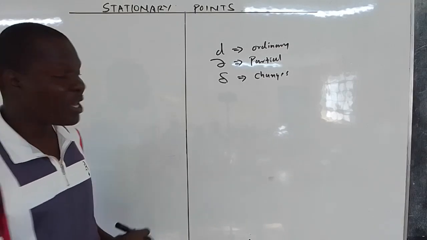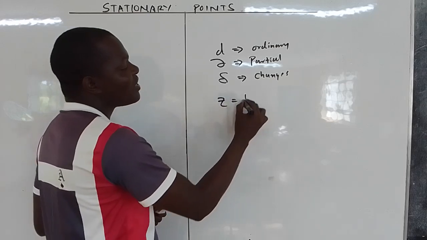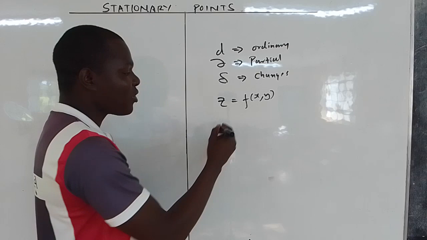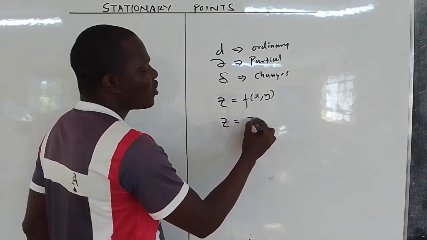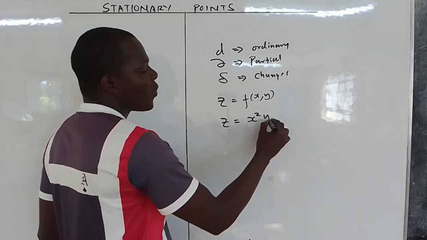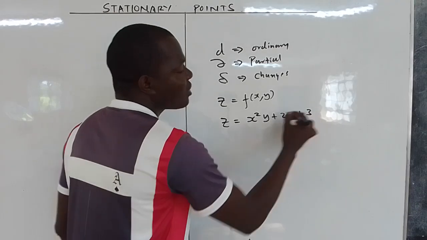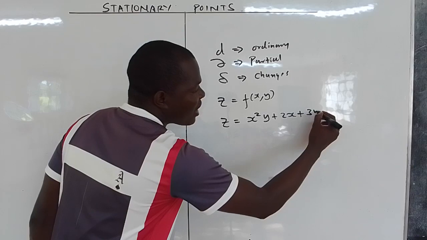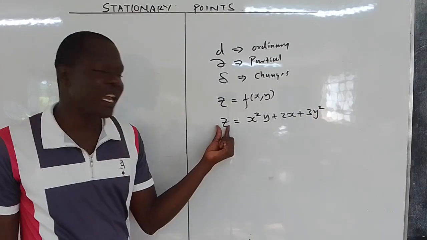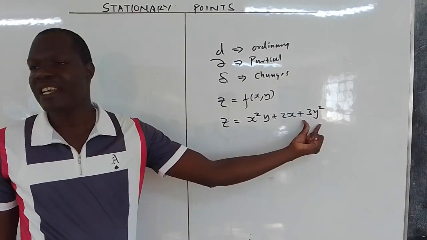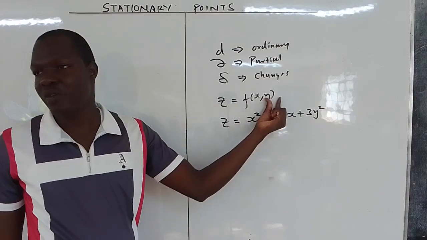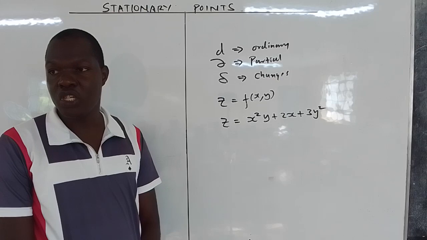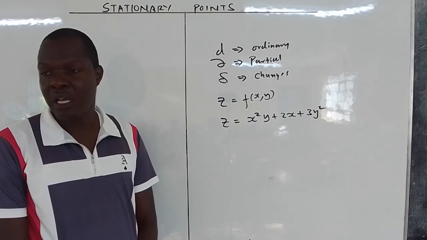So maybe you have a case like z as a function of x and y. For example, z is x squared y plus 2x plus 3, maybe plus 3y squared. You can see z is expressed in terms of x and y, so it is a function of x and y, meaning x and y are the variables, the quantities that are varying.